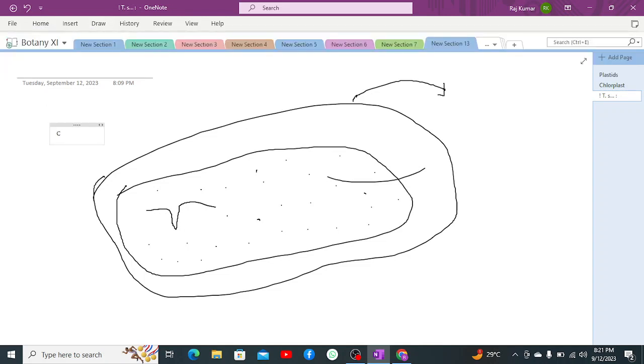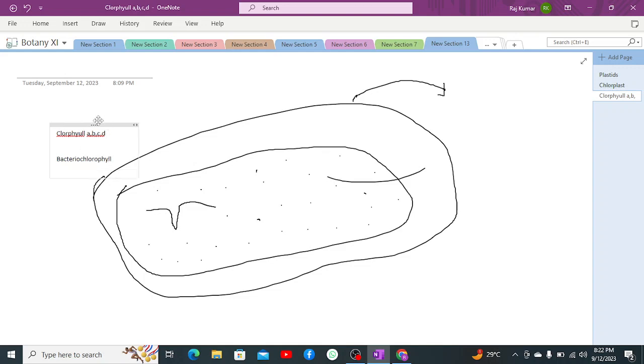The most common one is chlorophyll. Now chlorophyll is having four types: chlorophyll A, chlorophyll B, chlorophyll C, chlorophyll D. Chlorophyll A and B are found in plants, C and D are found in algae. On the other hand, bacteria is also having chlorophyll, but it is not having chloroplast. It is bacteriochlorophyll.